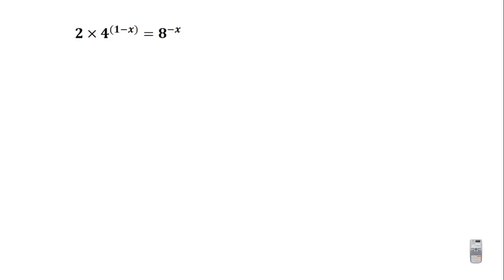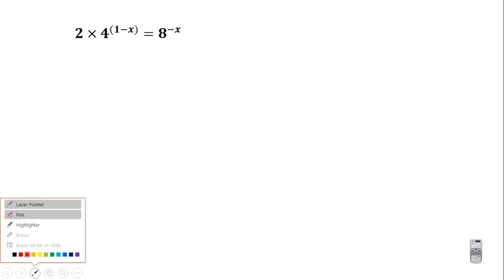So let's look at our question for this video. We have 2 times 4 exponent 1 minus x is equal to 8 exponent minus x. And we are supposed to find the value of x in this equation.